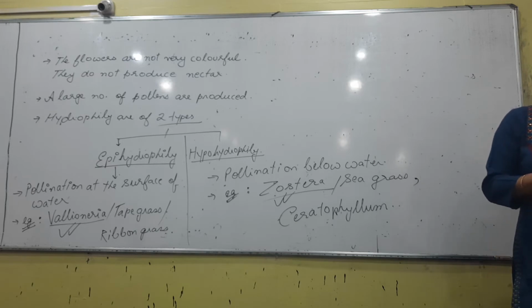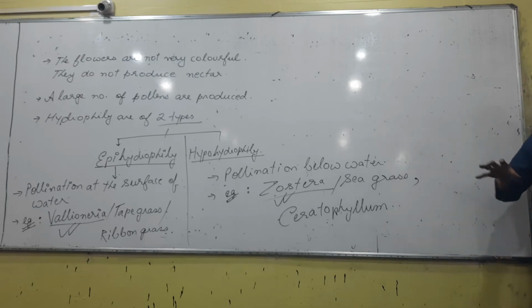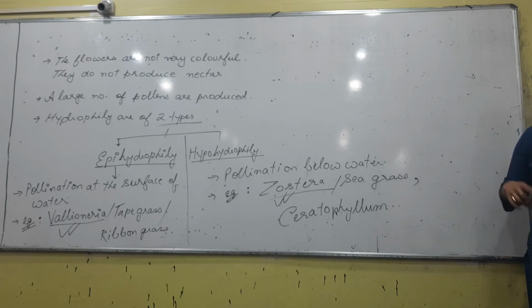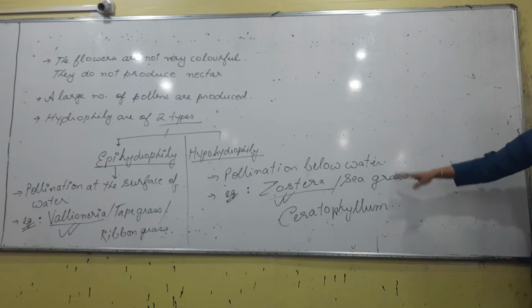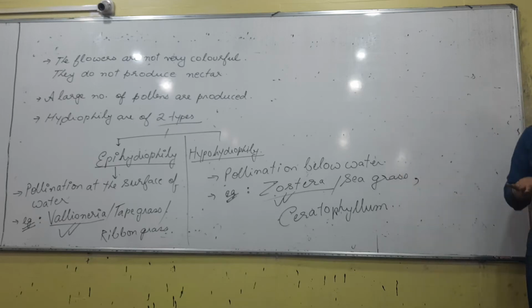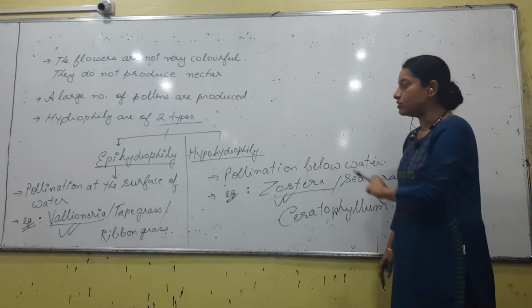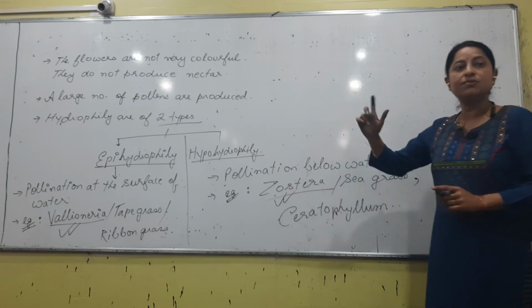Right, so in this section, as far as your course material is concerned, it's only about two of them you will study: one is Zostera and the other is Vallisneria. The question starts: epihydrophily is seen in Vallisneria. Epi obviously means on the surface of the water. If you are talking about Zostera, hypo, the pollination will happen below the water. So the next thing is we will be writing certain points about Vallisneria and Zostera.